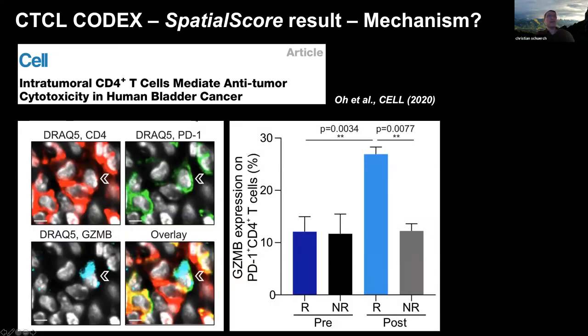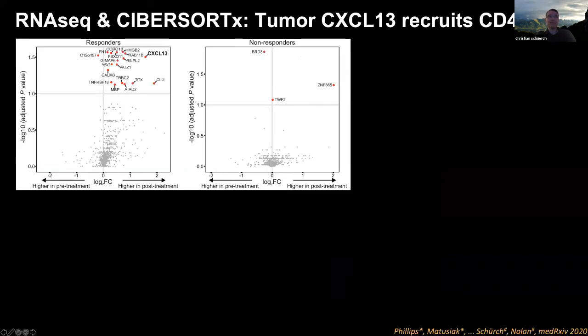We looked into our data, and we actually saw that some of our PD-1 CD4 T cells also express granzyme B, which was in our panel. And when we quantified the granzyme B positive cells among all these patients, we saw that in the responders, they increased after treatment, but not in the non-responders. So this could be a mechanism of tumor cell killing in those patients.